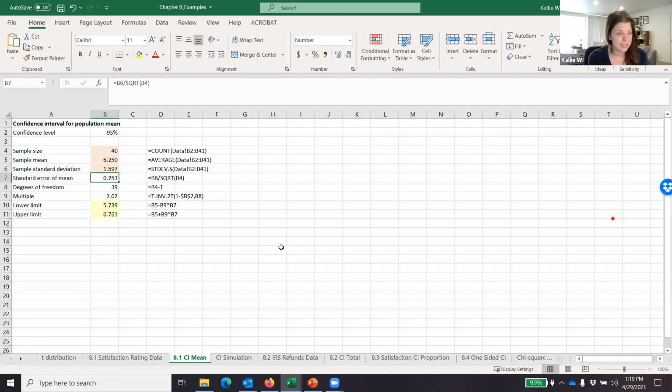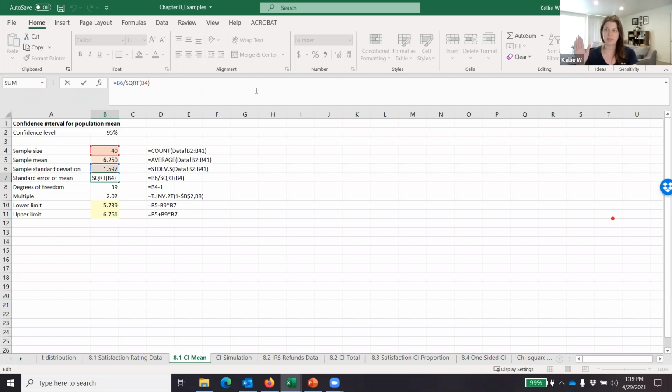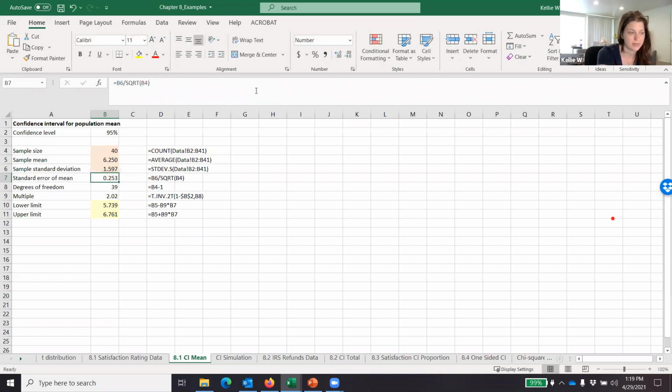And then to get the standard error, if you remember from last week, the standard error is the standard deviation divided by the square root of n. So that's pretty easy to lay in as a formula. Our degrees of freedom is n minus 1. So that's pretty straightforward. We just took our sample size minus 1, got our degrees of freedom. Okay, so this is a confidence interval for, we're doing two-tailed.